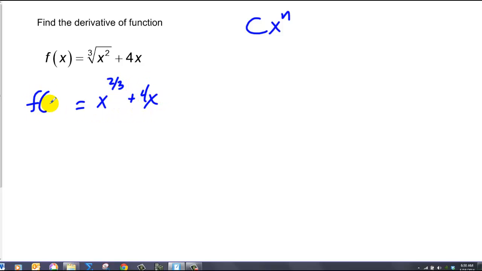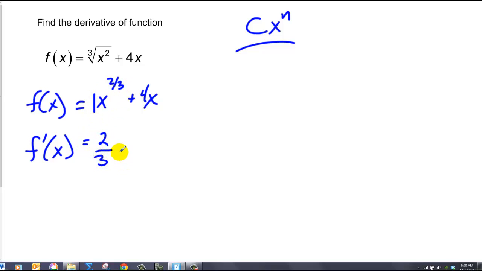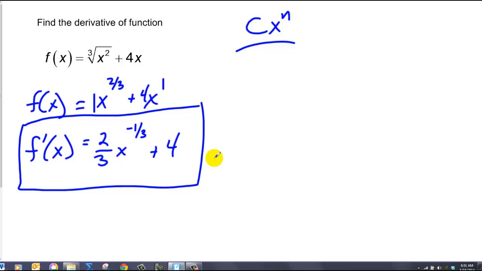So now I have an equation written as the sum or difference of terms in the cx to the n form. So to find the derivative, once again, I multiply the power by the constant term in front, so that's 2/3. Then I take 1 from the power. This has a power of 1. Multiply that by 4. Take 1 from the power, that's x to the 0, 4. So here's my derivative. Not bad as long as you can write each term in cx to the n form.